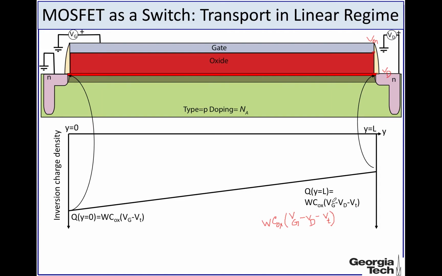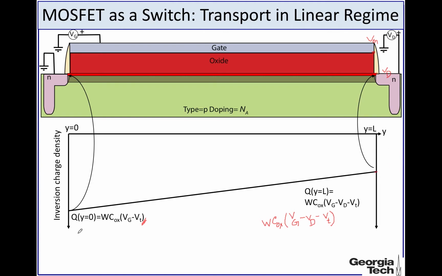Alright, so an important point to note here is that at the source side, whatever drain voltage we apply, the charge at the source end remains constant all the time. It does not depend on the drain voltage. On the other hand, as we increase the drain voltage, the amount of charge that we will get at the drain end will keep on decreasing.